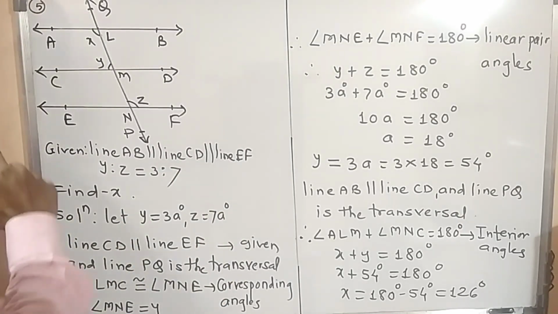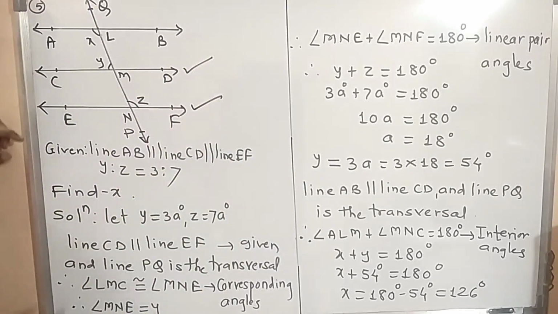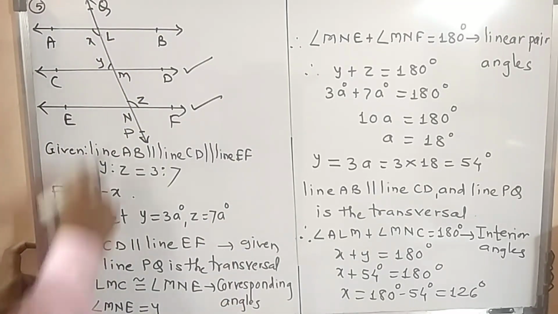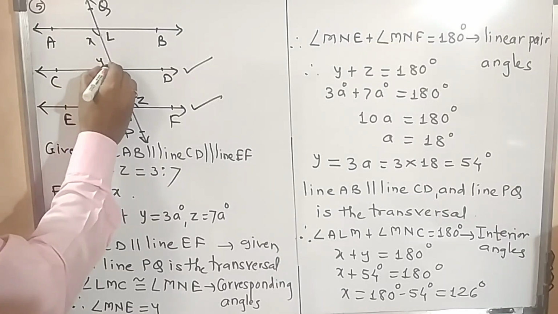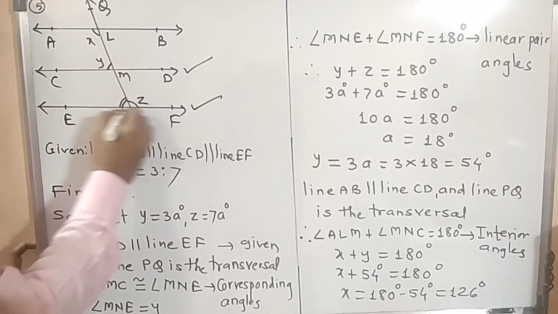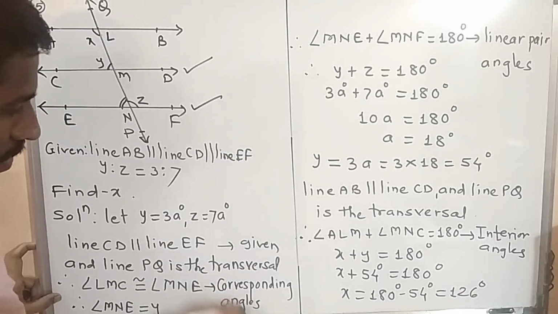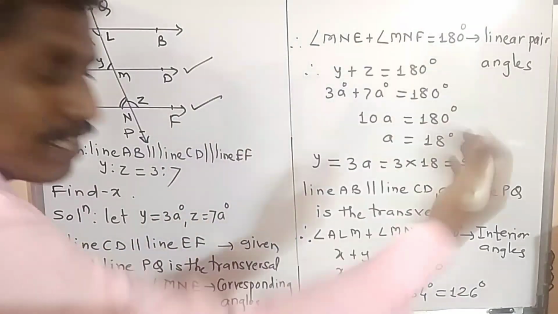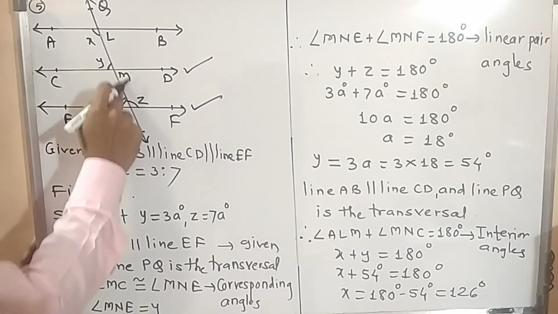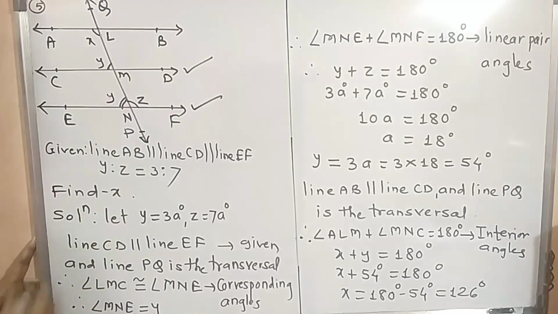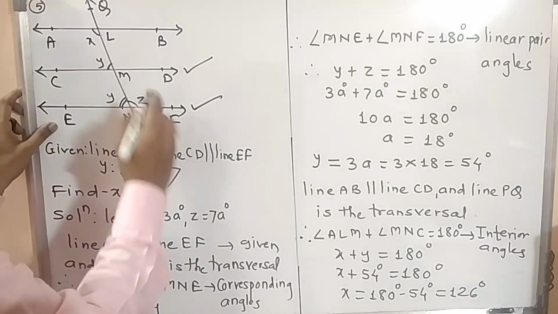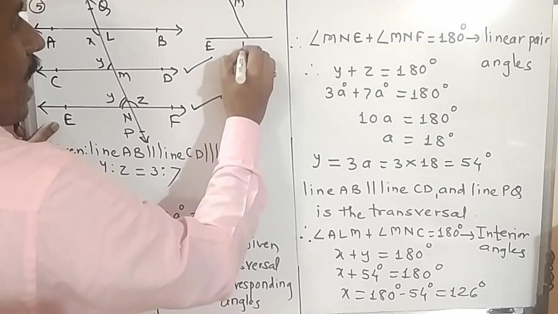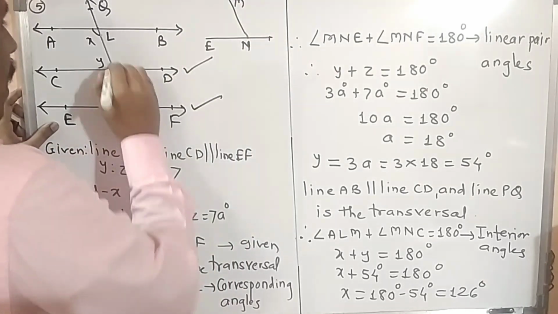Now consider these two lines, line CD and line EF. They are parallel to each other, and line PQ is the transversal. This is given. So angle LMC, this angle, is congruent to this angle MNE, since they are corresponding angles. Since lines are parallel, corresponding angles are congruent. This is called the corresponding angles theorem. This one is Y, and therefore angle MNE is also Y. Now consider these two angles. This is angle MNE and angle MNF.